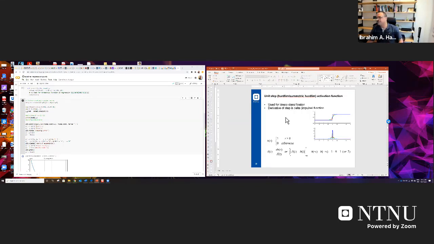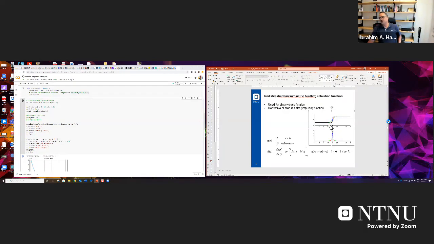It's used for binary classification, and the derivative of the step is delta, which is the impulse function. Do you know the impulse function? So this is the impulse function. In fact, it's 0 everywhere, and it's just 1 at this exchange from -1 or from 0 to 1. So this is the first derivative of this function. We have this one, called the binary function or hard limit function, and its first derivative is the impulse function.